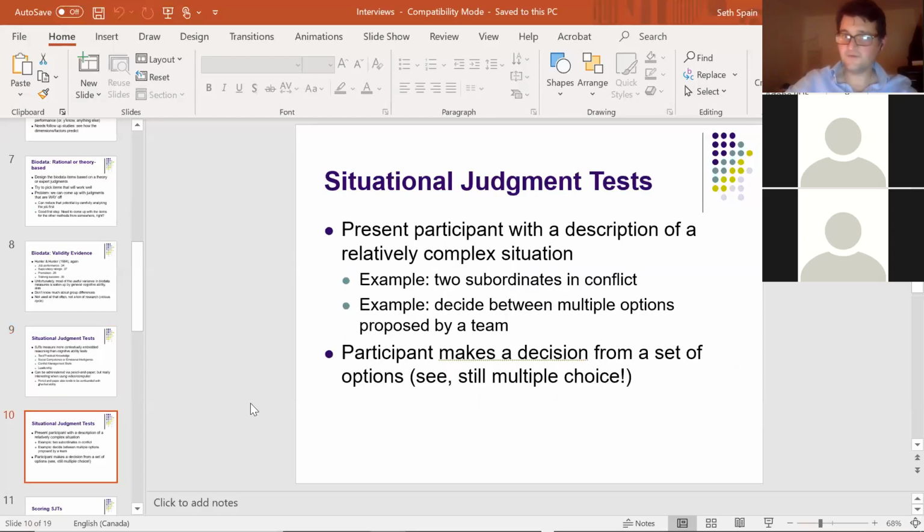And then the basic idea here is you're presenting a relatively complex situation. So something like you're a manager and two of your subordinates have a conflict. Maybe you have to figure out, is it interpersonal or is it something about work? How do you deal with it, and all of those sorts of things. An example is you have multiple options that have been proposed by your team, and you have to decide between those options. And again, these can be done in a more sophisticated way, but these are typically still multiple choice kinds of things. Like we might provide the person being assessed with 4, 5, 6 options, and they pick whichever decision they think they would make in that situation.